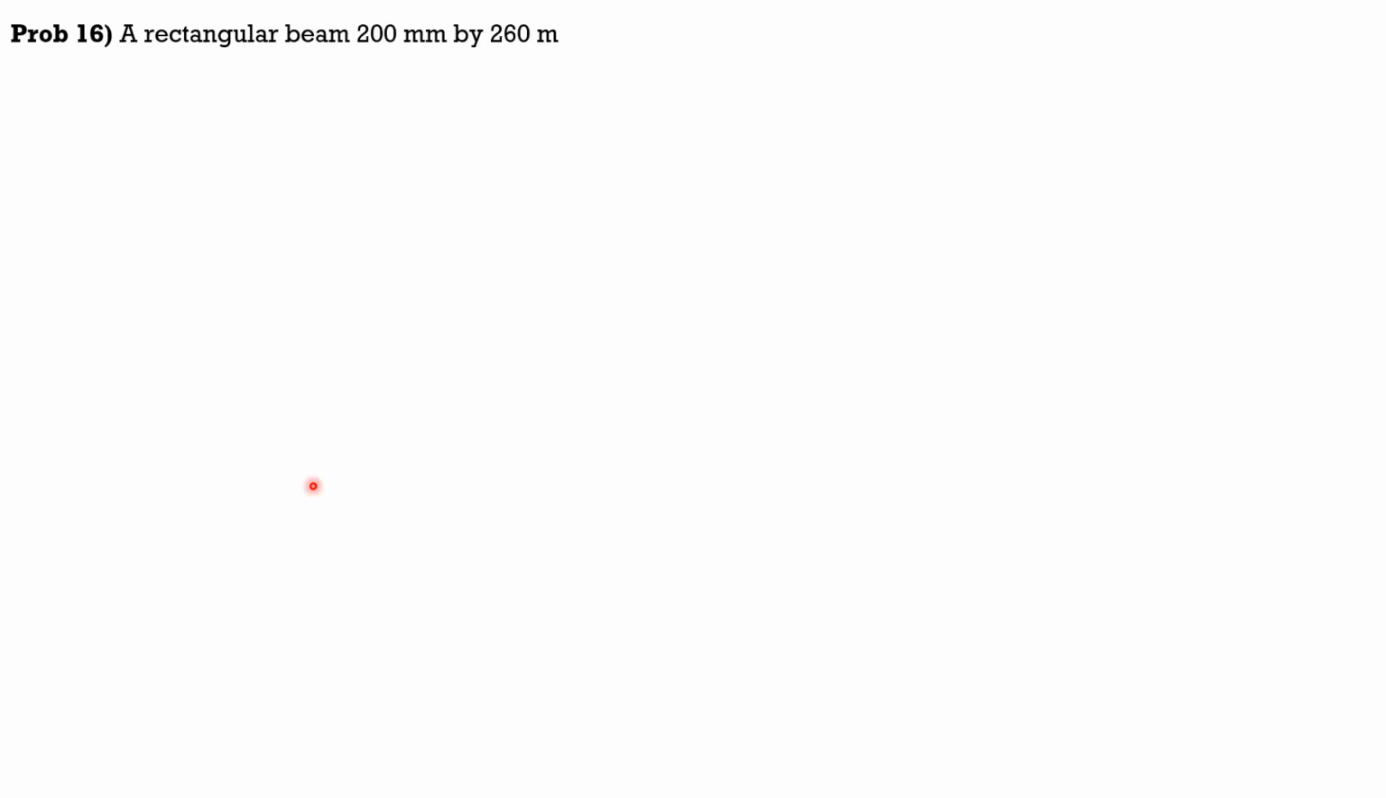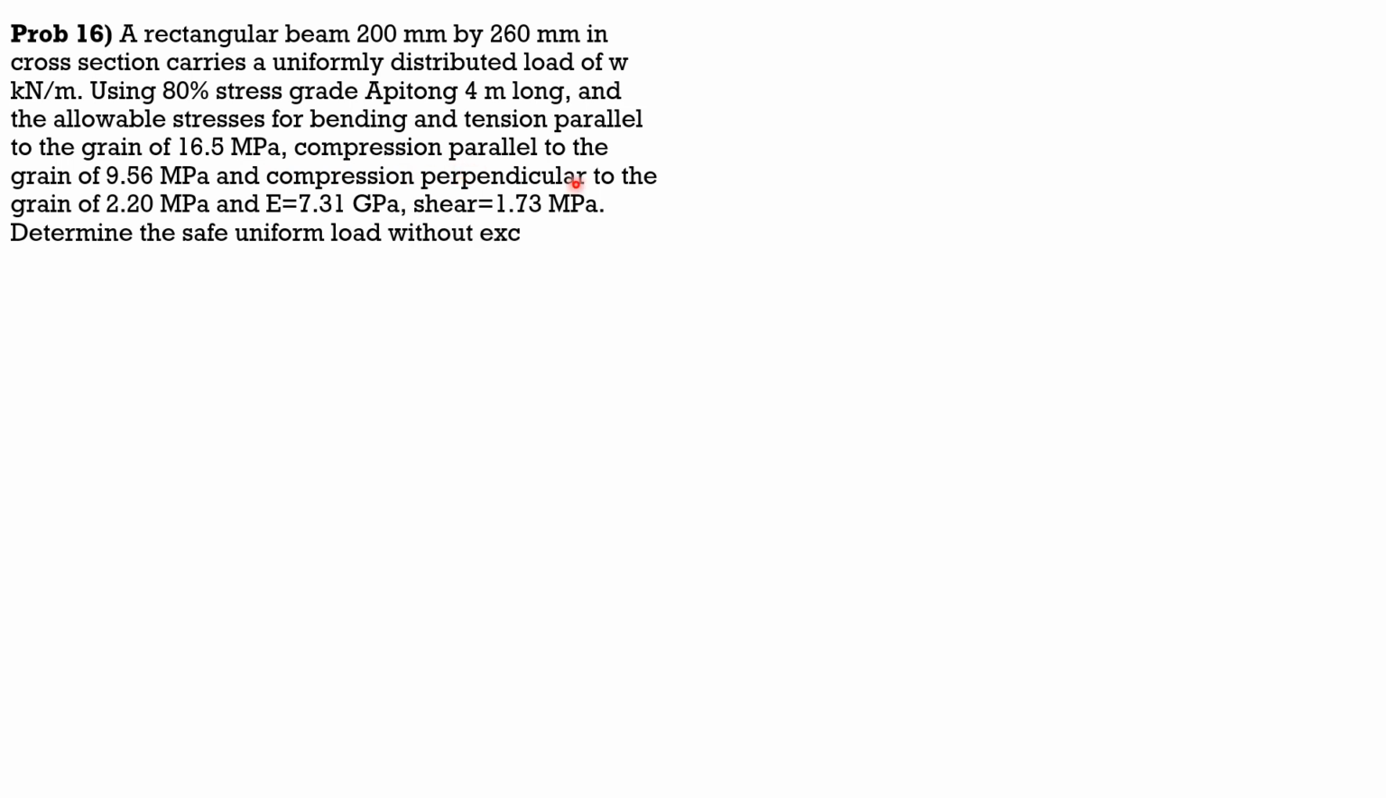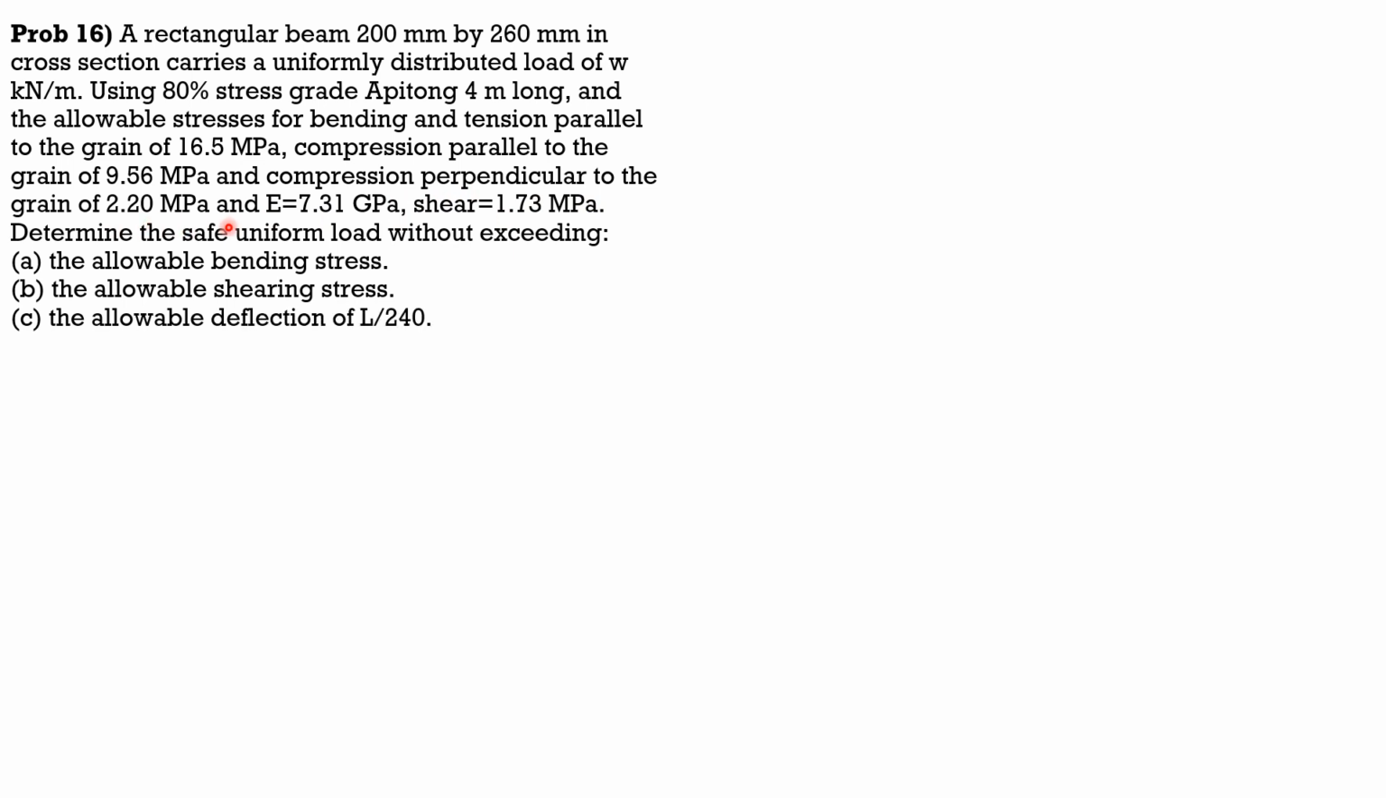A rectangular beam, 200 by 260 millimeters in cross-section, carries a uniformly distributed load of W kilonewtons per meter. Using 80% stress grade apitong, the allowable stresses for bending and tension parallel to the grain are 16.5 megapascals, compression parallel to the grain 9.56 megapascals, and compression perpendicular to the grain 2.2 megapascals, with a modulus of elasticity of 7.35 gigapascals, and shear of 1.73 megapascals.